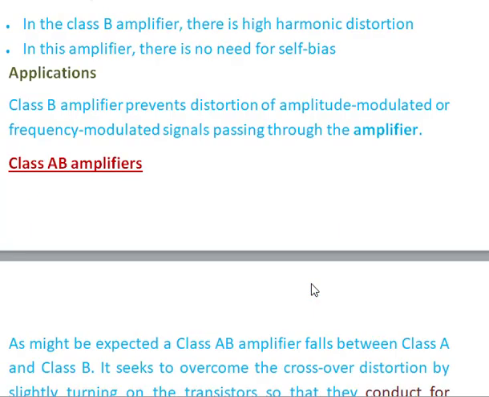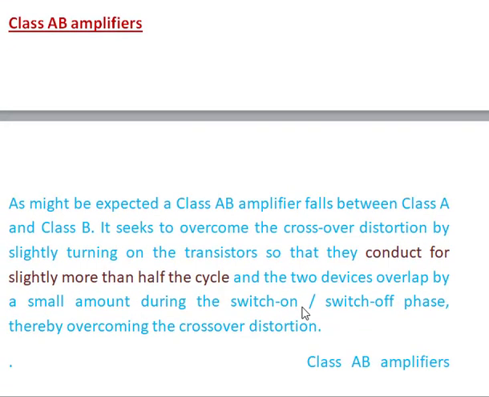Next we see what is class AB amplifier. From this name AB, class AB, we may expect the output and performance may fall between class A and class B amplifier. This class AB amplifier conducts for more than half the cycle of the input waveform. So it conducts for slightly more than half the cycle.